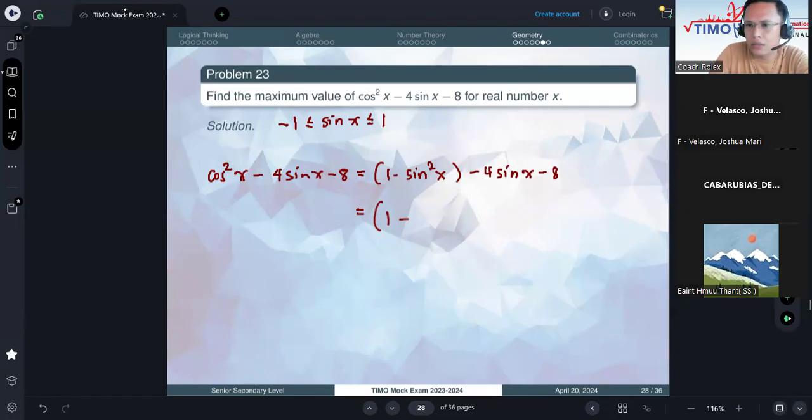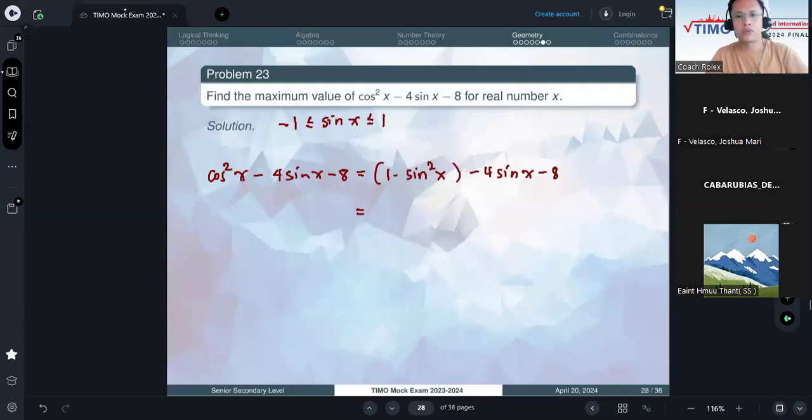I want this to become 4. Sige, I want this to become 4. 4 minus 4 sine x. Okay, 4 plus. It's plus. No, no.